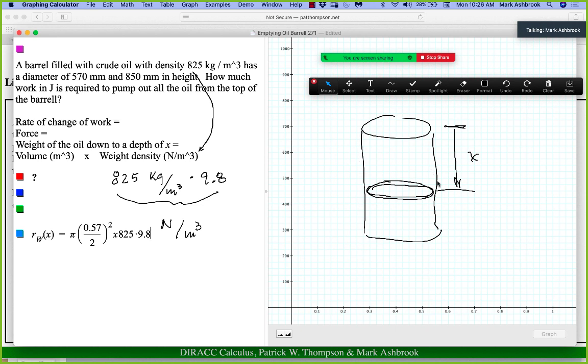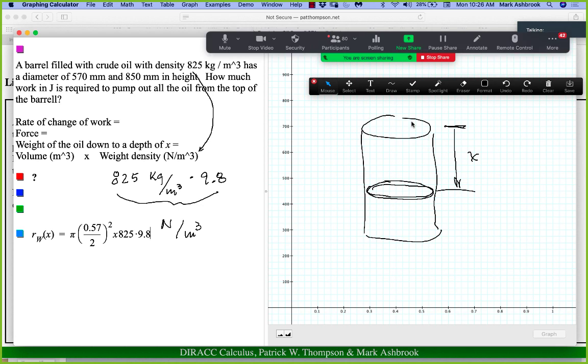The force is the weight associated with that depth of oil.